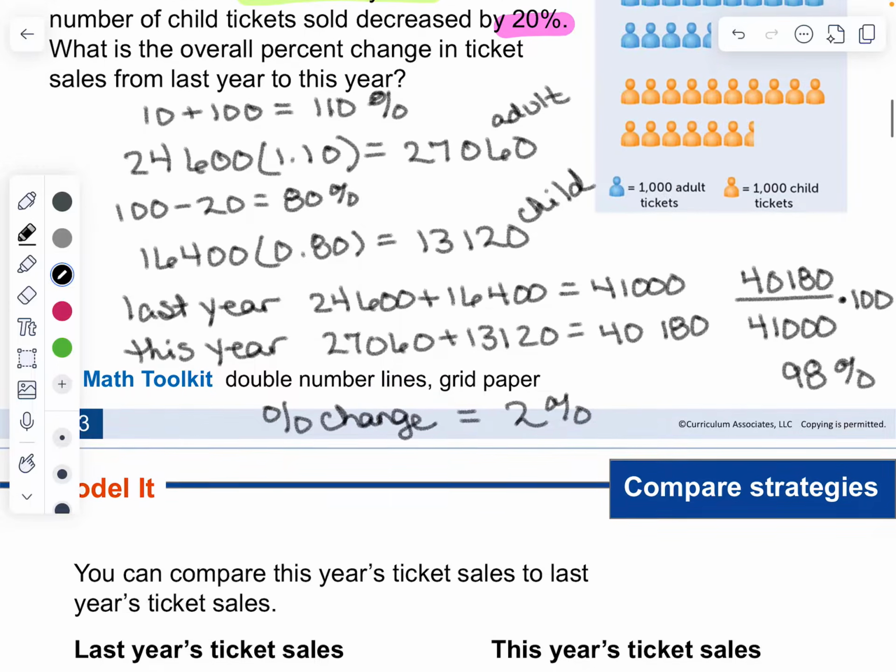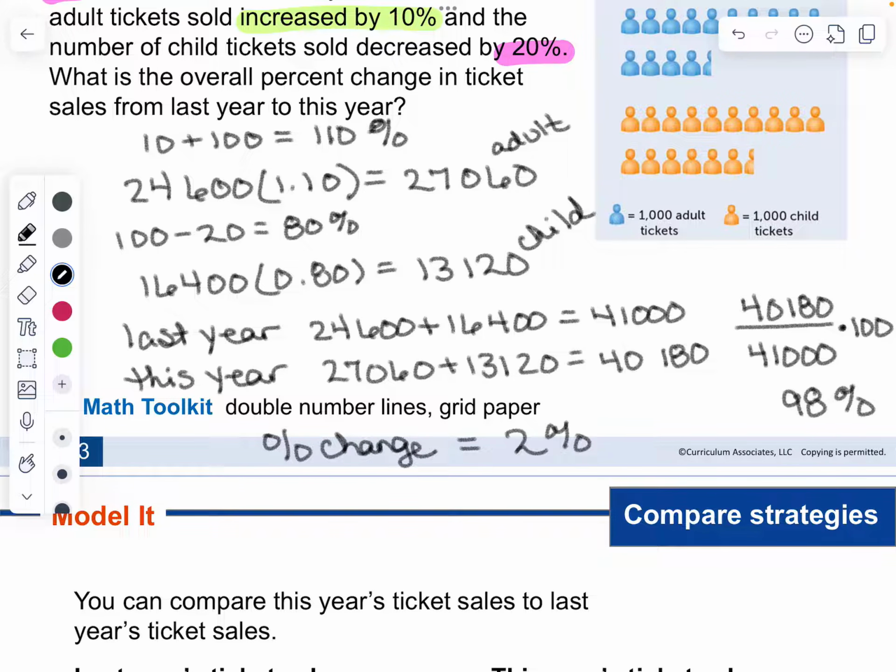We could have also done that using subtraction. So 41,000 minus 40,180. Let me check that. Would have been 820 over 41,000. And that would have given us, we needed to multiply that by 100. Times 100, that would have also given us 2%. So a couple different ways you could work that problem.